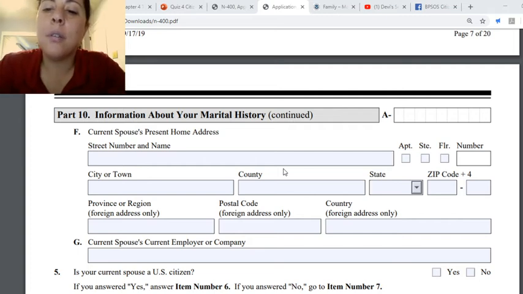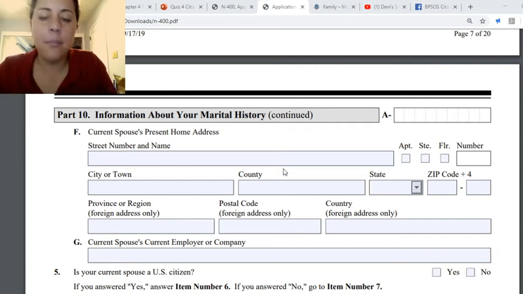Letter F, current spouse, present home address. Where do they live now? Where does your husband or wife live now? So you will put the street number and name. Remember, abbreviations.